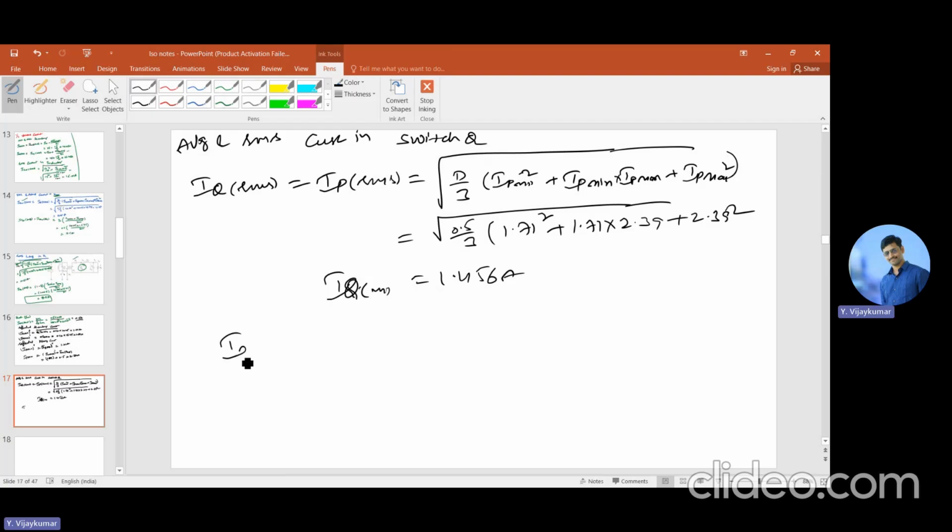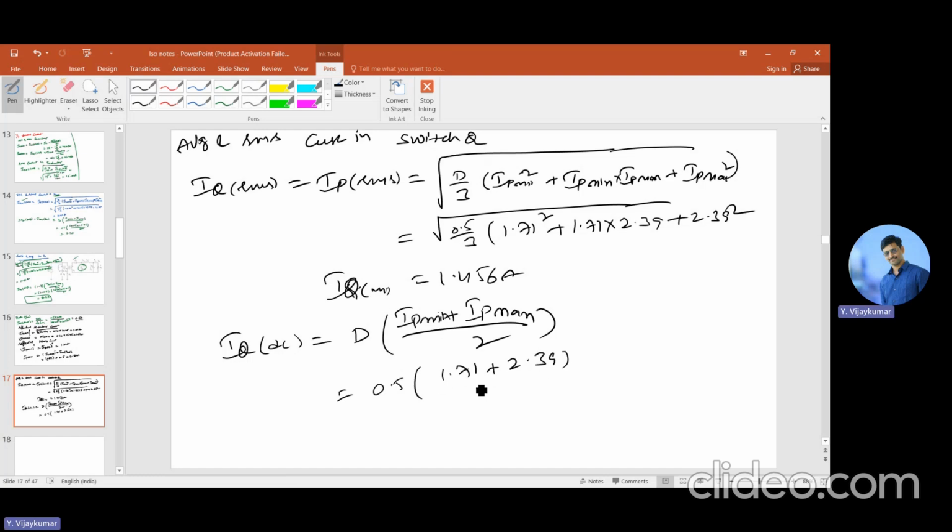Similarly, what is IQ average? IQ DC, the formula is D into (IP minimum plus IP maximum) divided by 2. So 0.5 into 1.71 plus 2.39 divided by 2. That is equal to 1.025 amperes. So this is the average current flowing through the switch Q.